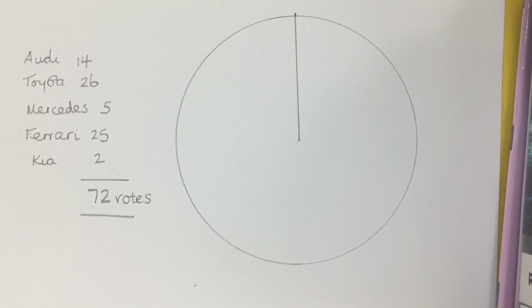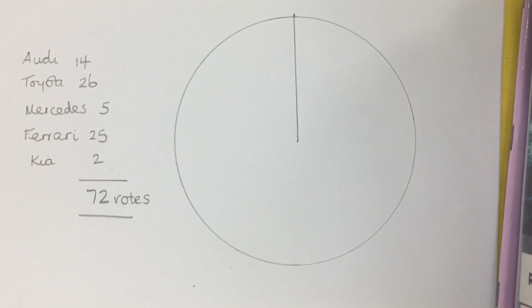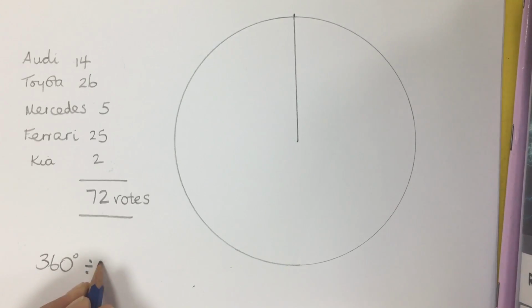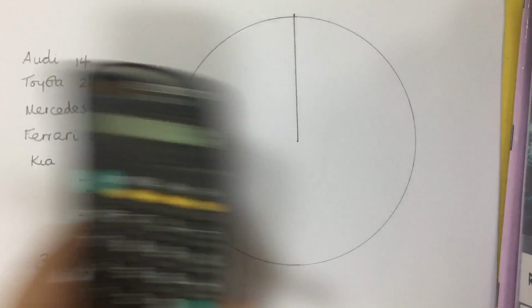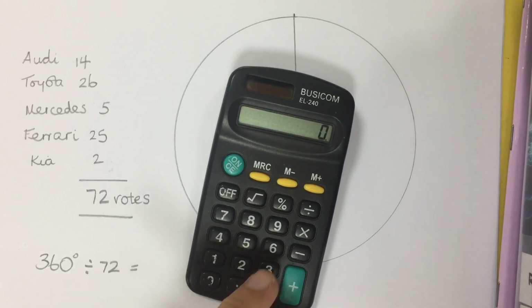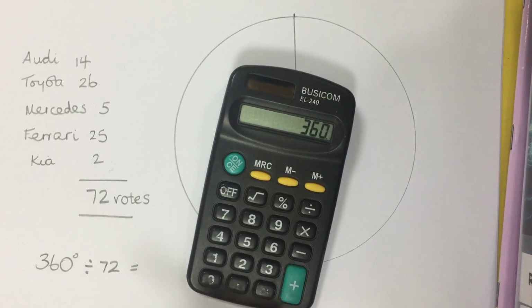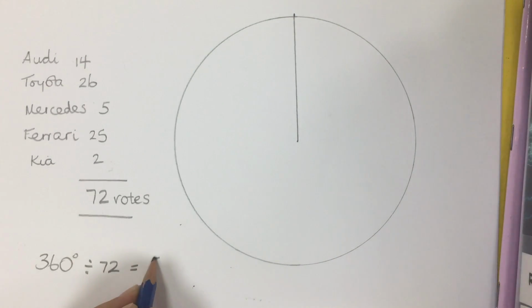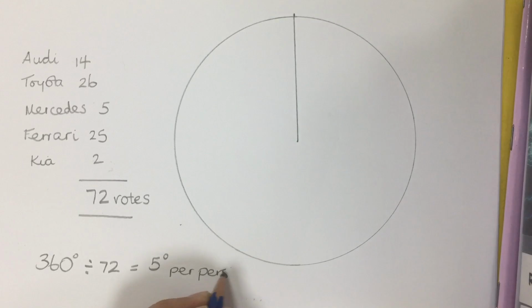Now, once again, we need to remind ourselves of how we work out how many degrees each of these are going to receive. So we said before that you need to divide the total amount of space in your chart, so we know that that's 360 degrees. We have to divide this up by the number of people that voted. So we're going to divide by 72. And I'm going to bring in my calculator again, because that's a sum that I can't do in my head. 360 divided by 72 equals 5. So I know that each person who voted in this survey is worth 5 degrees.